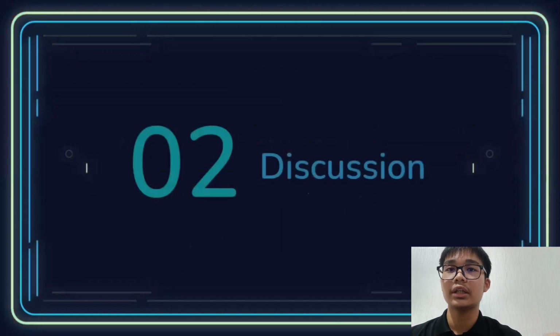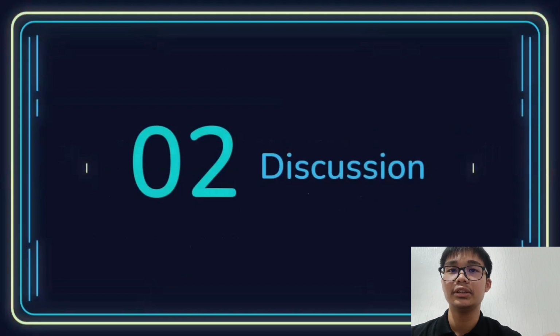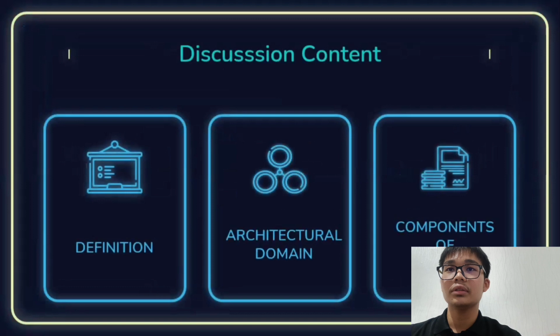Moving on to the second part, that is discussion. As I said before, in this part I'm going to talk about three things. The first one is the definition, the second one is the architectural domain, and the last one is the components of TOGAF.